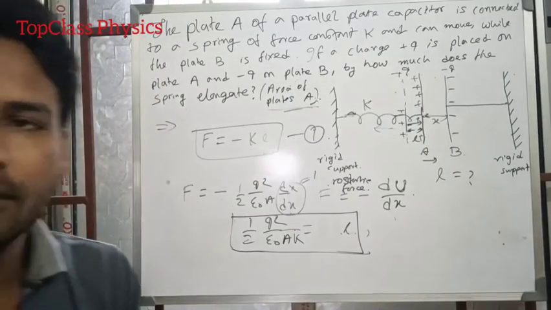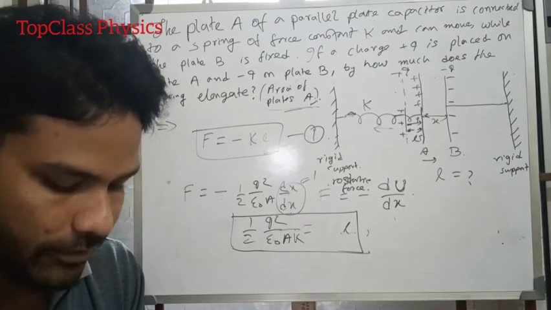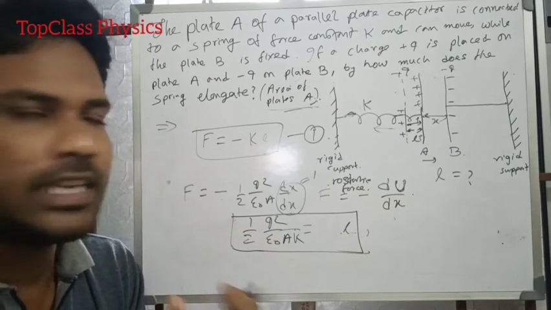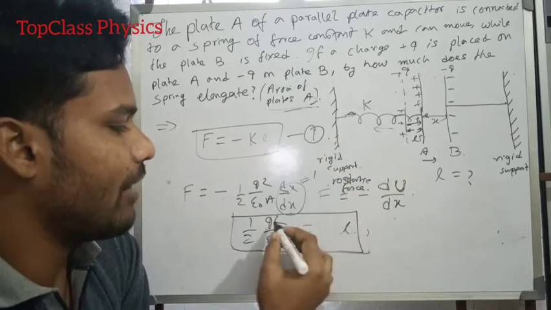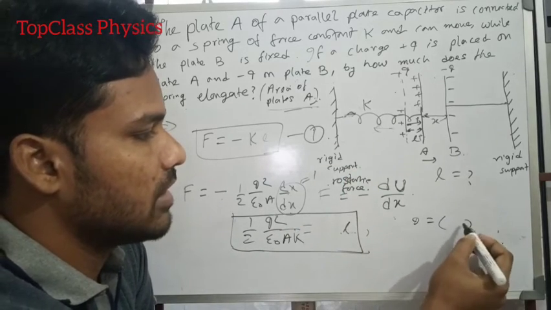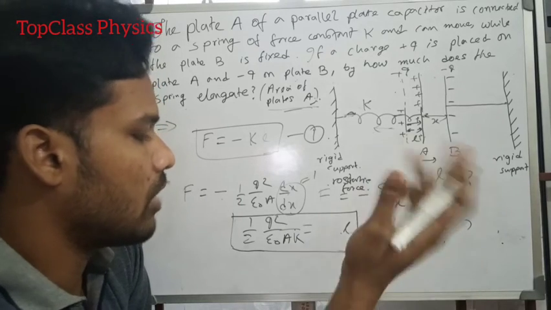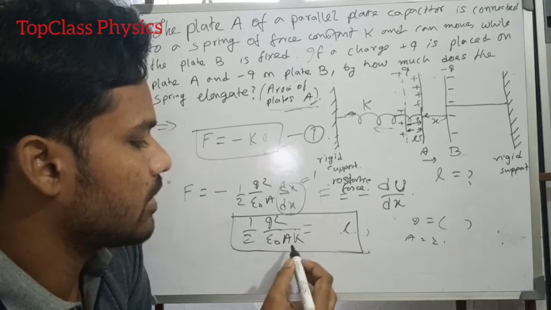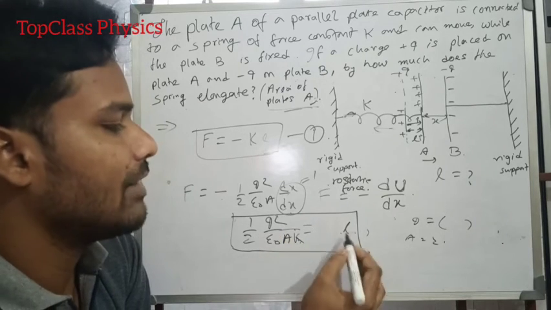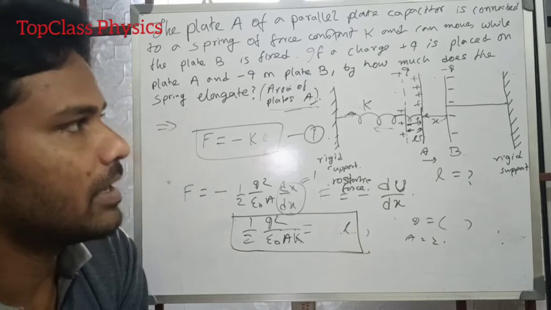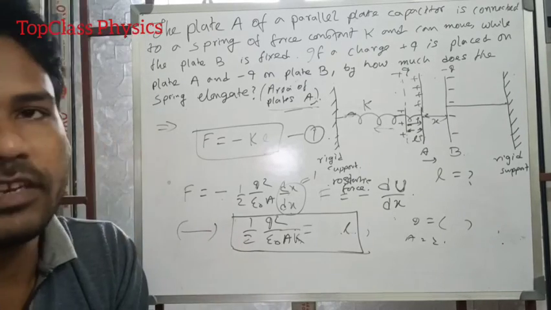Clear? This is very easy. If in JEE Main or JEE Advanced they ask you to find the value of L, and they give the value of Q, the value of epsilon naught, the area, say 2 square meters or 1 square meter, and the spring constant K, then you can easily calculate the value of L in centimeters or meters. You just fill in the values.